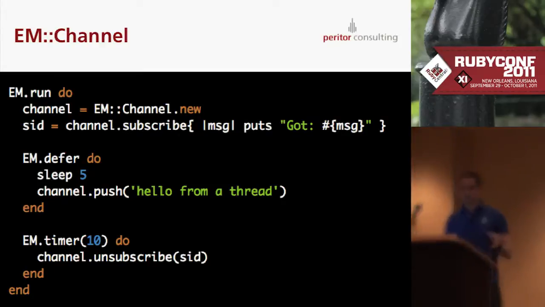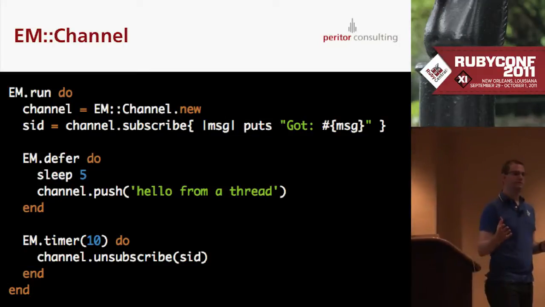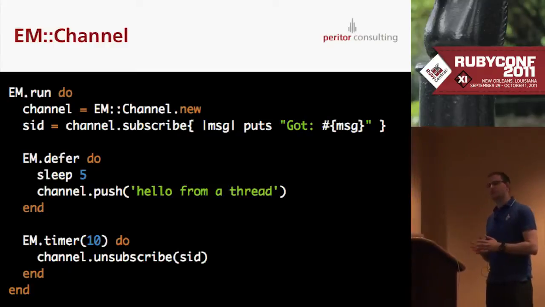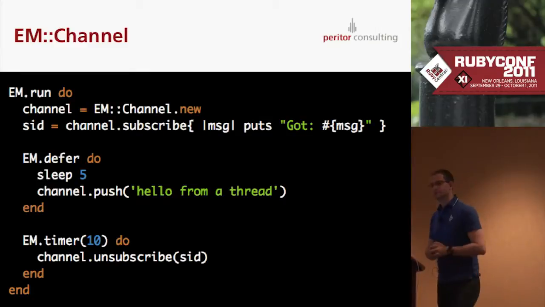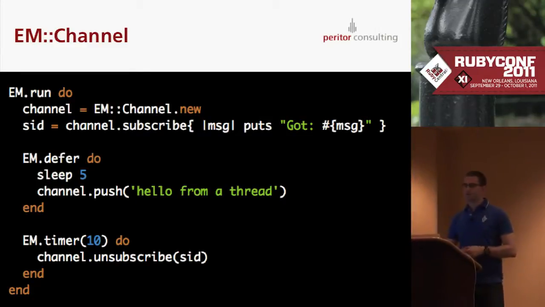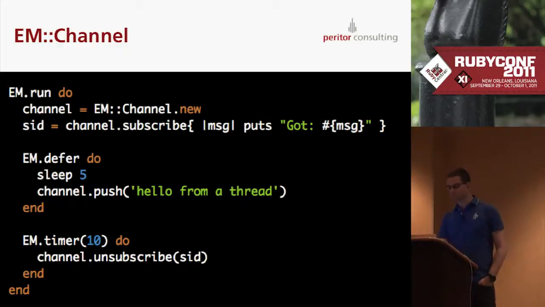The way you usually use channels is if you want to have a long-running deferred thread that is doing work that takes a long time, and you want to be able to communicate your intermediate results to the main Reactor thread and do something with them. So usually you would just publish out of the deferred long-running thread to the channel, and then inside your Reactor loop you would respond to the messages and process them.